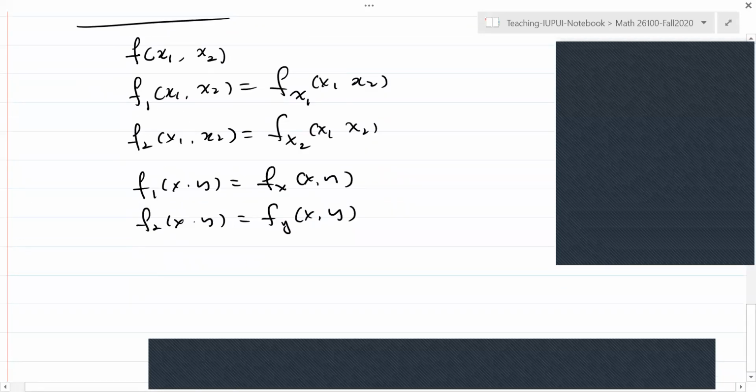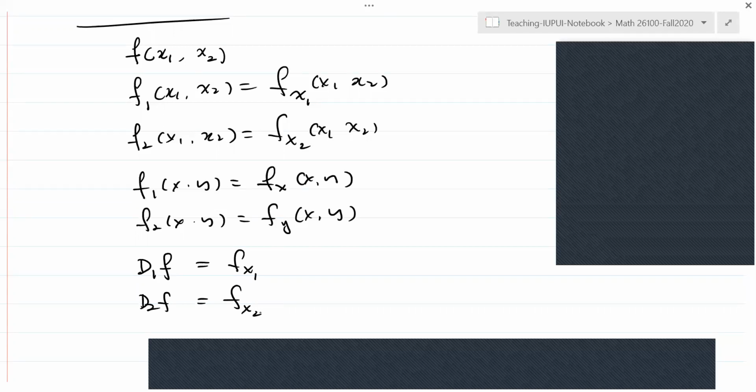Those are the notations, and sometimes we also use this notation, d1f. d1f means the partial derivative of f with respect to x1, and d2f means the partial derivative with respect to the second variable. But we try to focus on one notation in this book. We don't want to use all different types, but if you look at other textbooks, maybe you see different notations for the partial derivatives.